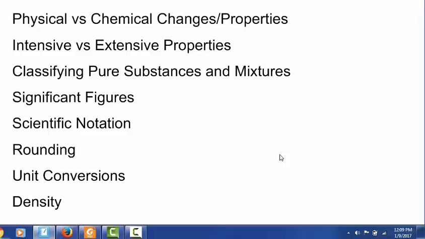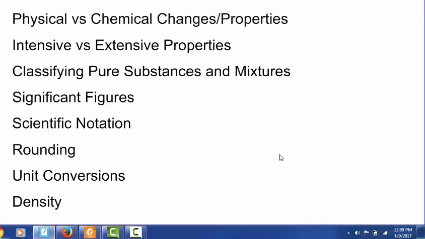It begins with a lot of definitions. What is chemistry? What is matter? What are the steps of the scientific method? But as far as the concepts we're going to dive into more deeply in Chapter 1, it's distinguishing between chemical and physical properties and chemical and physical changes, intensive versus extensive properties, classifying pure substances and mixtures as heterogeneous or homogeneous, and then getting into the numbers.